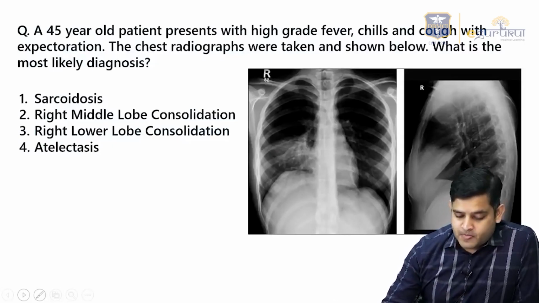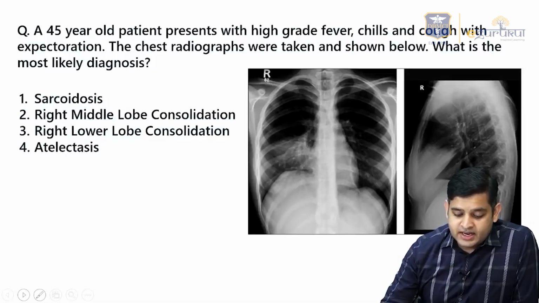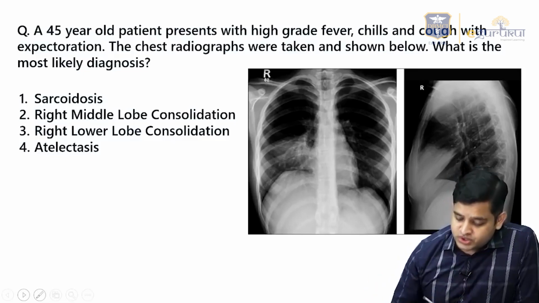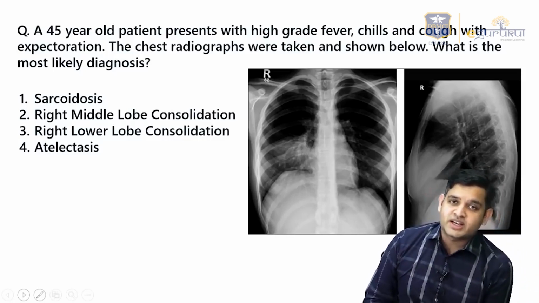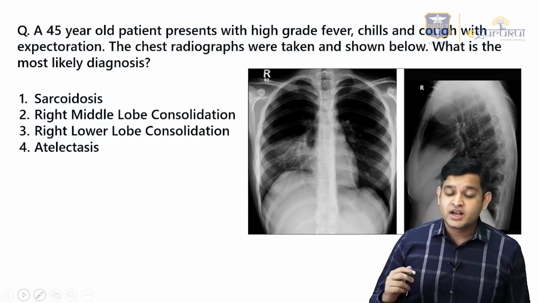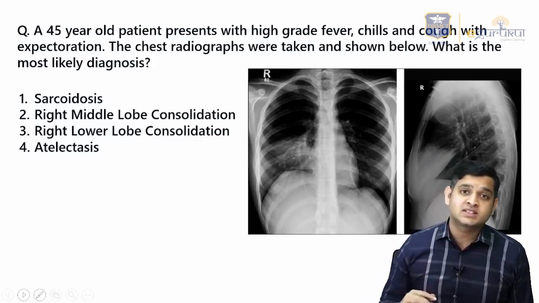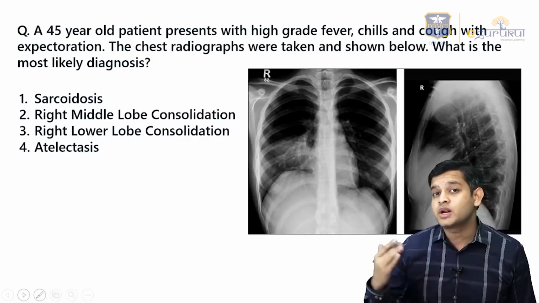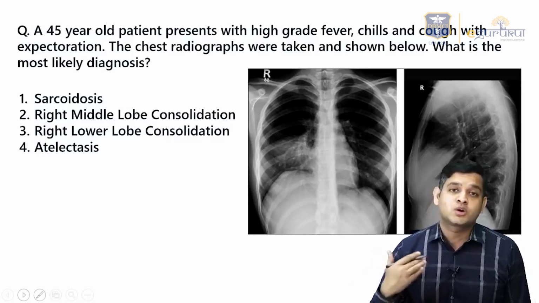Next question. A 45-year-old patient presents with high-grade fever, chills and cough with expectoration. The chest radiograph was taken and shown below. What is the most likely diagnosis? Now what do you see? Now we all know about the Silhouette sign, and we know that in the Silhouette sign, if there is a silhouetting of the right heart border, you are dealing with a middle lobe consolidation. If the right heart border is not silhouetted, you are dealing with a lower lobe pathology. Similarly, if there is a silhouetting of the left heart border, you are talking about a lingular consolidation. If the left heart border is visualized, you are talking about a lower lobe consolidation.